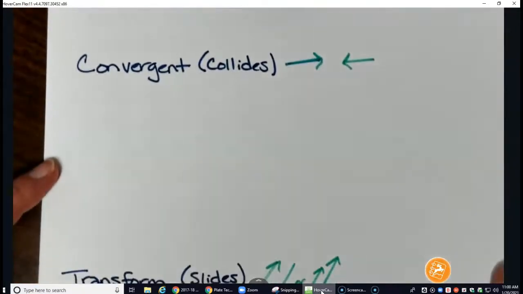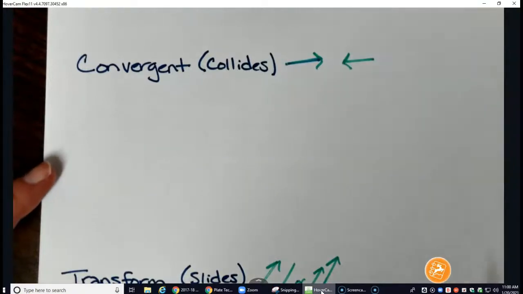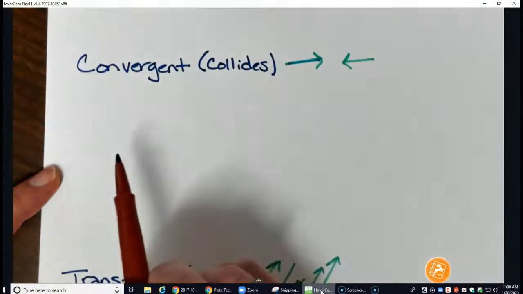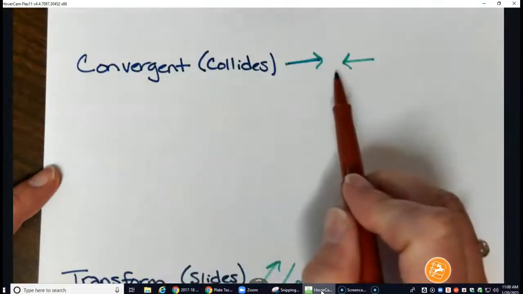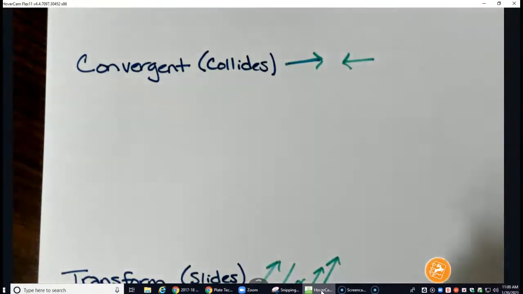Now with convergent, the type of crust is very, very important. We have two plates colliding, so they're going towards each other. But again, the type of crust really determines the type of landform.